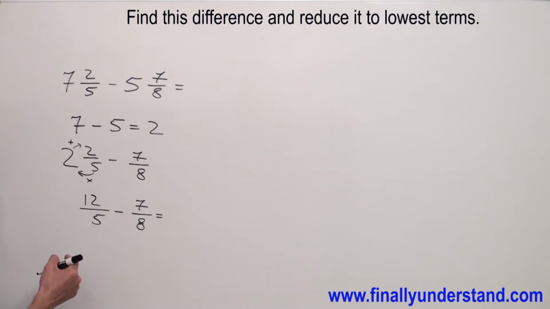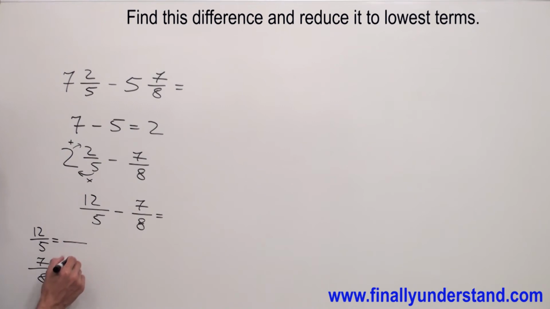Now, the common denominator for these two fractions is going to be 40. Okay? If you have difficulties finding a common denominator, simply try to multiply these two numbers by themselves, and I got 40, and this is the lowest common denominator in this case. So let me find the equivalent fractions to these two fractions. That's why I'm going to have 12 over 5, and I have 7 over 8.